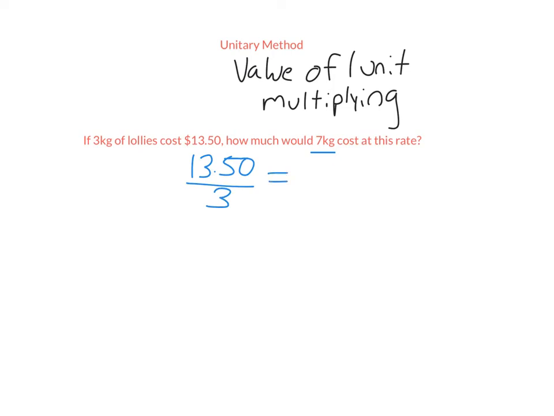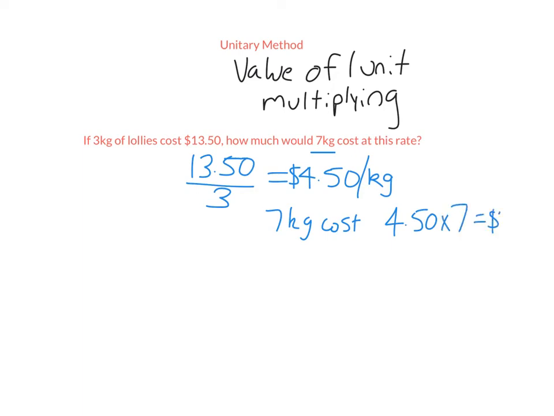So that means $13.50 divided by 3 is $4.50. We're paying $4.50 for 1 kilo or $4.50 per kilo. So 7 kilos will cost just $4.50 times 7, which is $31.50. Let's do one more type of question like that. So let's say I can run 100 meters in 12.5 seconds. How far could I run in 5 minutes at the same speed?